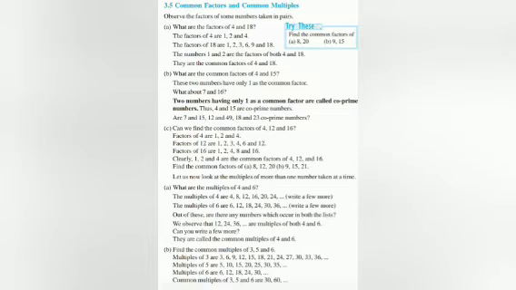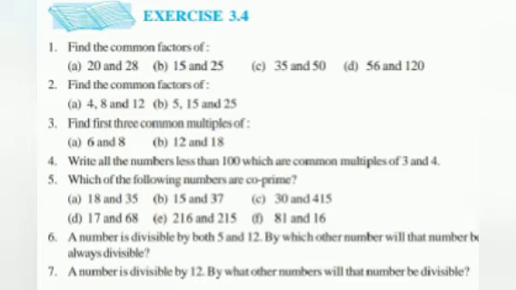Similarly, we can find it for 3 numbers, 4 numbers like that. Like 3, 5 and 6, what are the multiples? We write the table of 3, then the table of 5, then the table of 6, and then we can find out the common multiples as 30 and 60. I hope you have understood this.